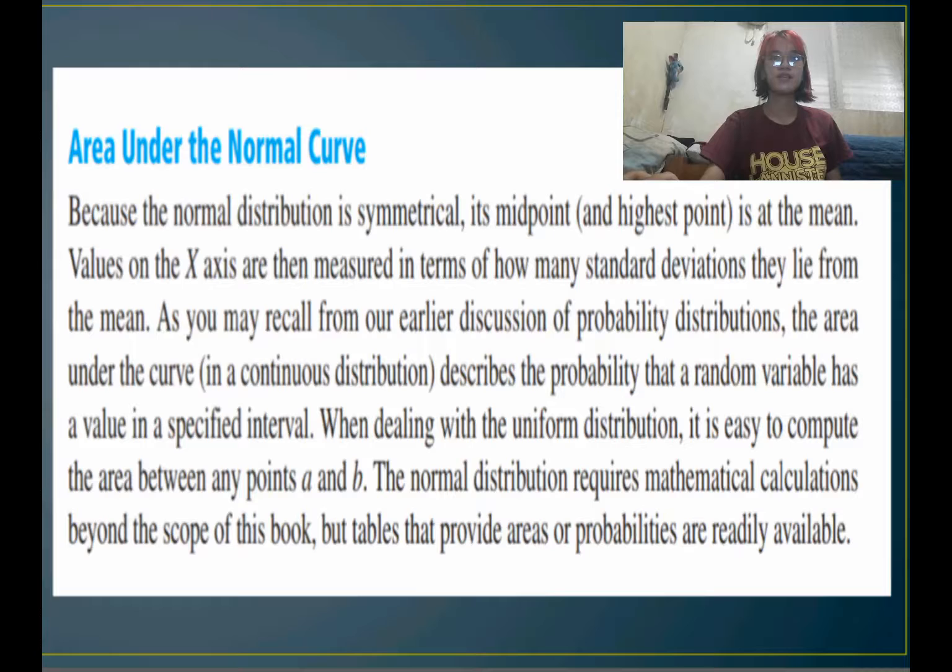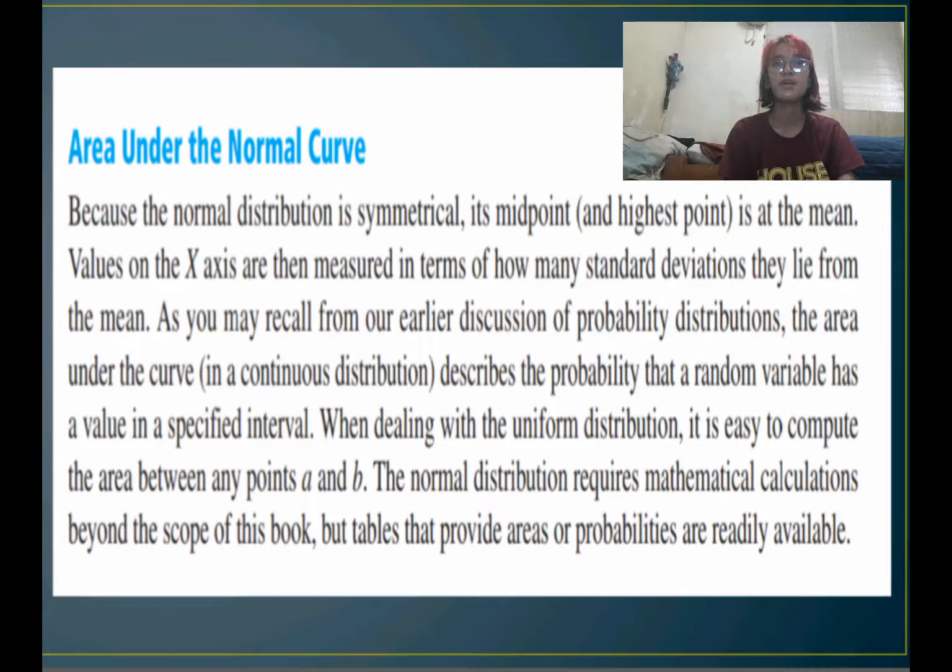Area under the normal curve. Because the normal distribution is symmetrical and its midpoint is at the mean, values on the x-axis are measured in terms of how many standard deviations they lie from the mean. As you may recall from the earlier discussion on probability distribution, the area under the curve in a continuous distribution describes the probability that a random variable has a value in a specified interval.